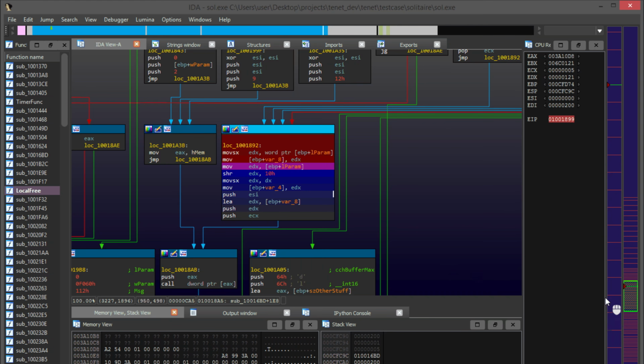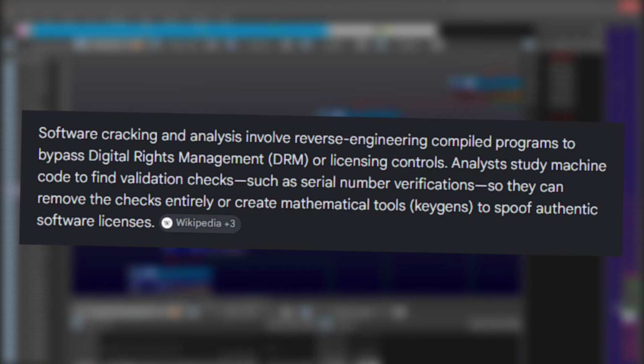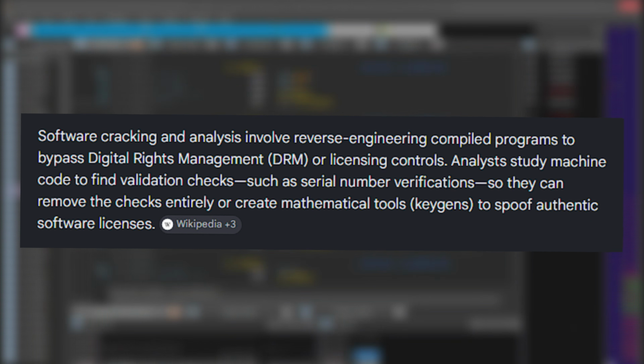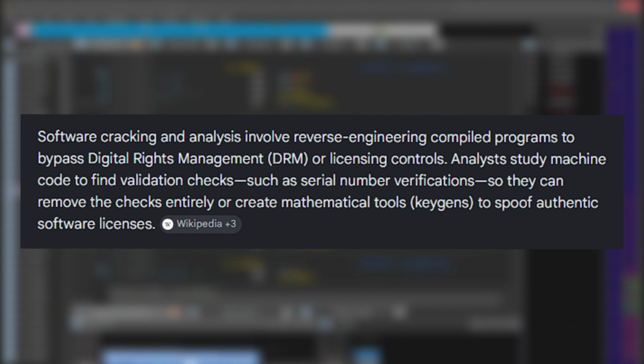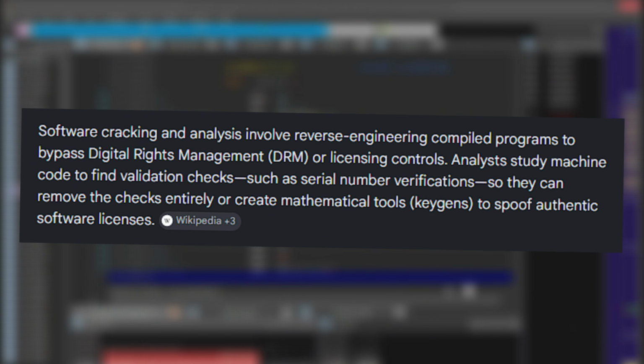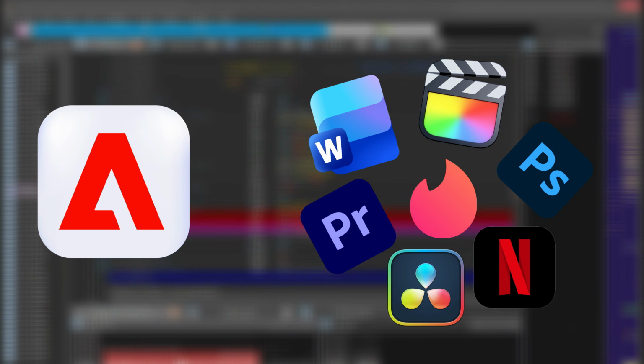Today, we're going inside the world of software cracking and analysis: how hackers take apart complex applications, find weak points and mistakes inside software, how programs are studied from the inside out, and why modern software like Adobe and other advanced tools are much harder to break than they were years ago.